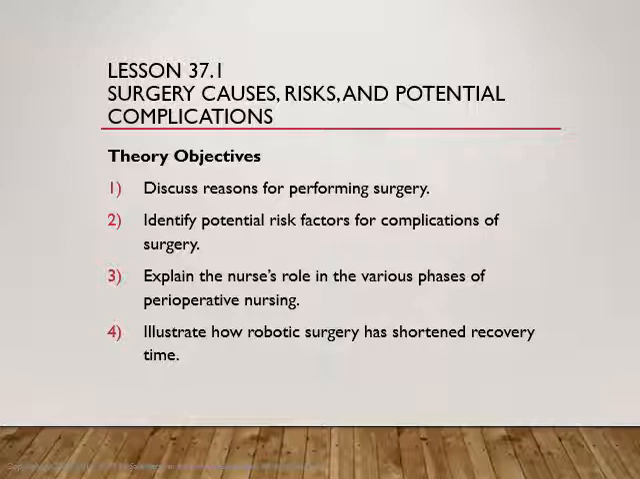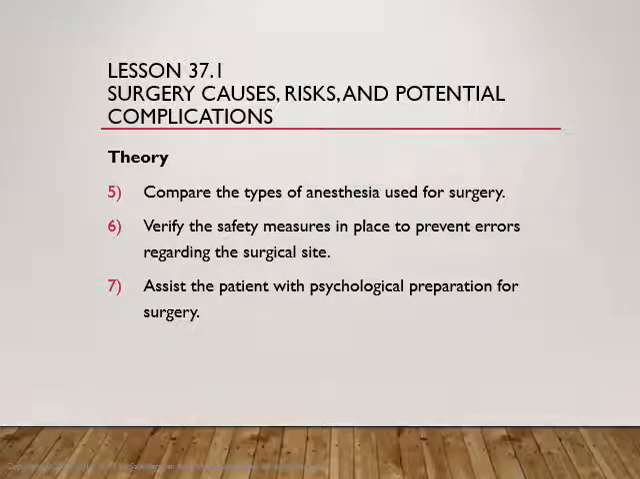Theory objectives include: discuss reasons for performing surgery, identify potential risk factors for complications of surgery, explain the nurse's role in the various phases of perioperative nursing, illustrate how robotic surgery has shortened recovery time. Theory objectives continued: compare the types of anesthesia used for surgery, verify the safety measures in place to prevent errors regarding surgical site, assist the patient with psychological preparation for surgery.